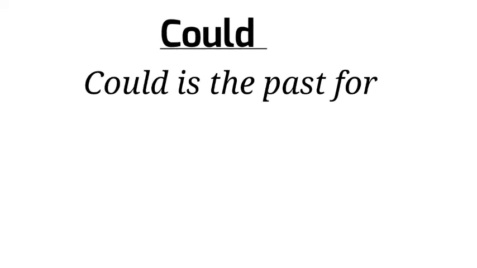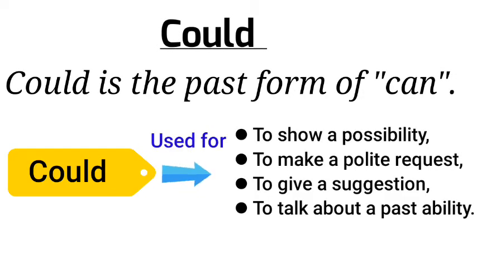Now let's learn the word could. Could is the past form of the word can. It is used for number 1. To show a possibility. Number 2. To make a polite request. Or number 3. To give a suggestion. And finally number 4. To talk about a past ability.